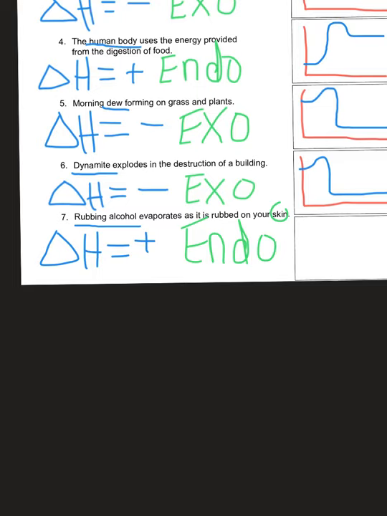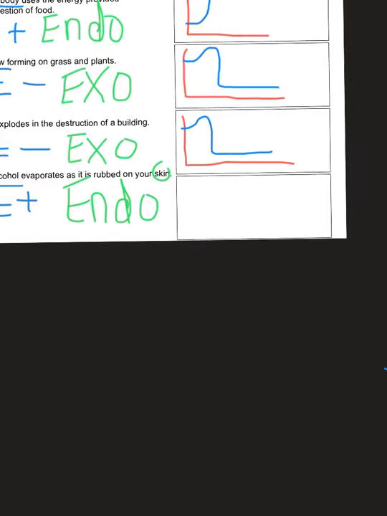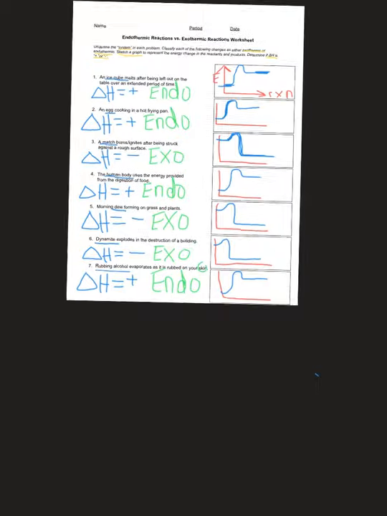Okay, so this really depends on what you choose to be the system. If you had chosen the skin to be the system, the skin's giving off heat, our delta H would have been negative, and it would have been exothermic. But because we chose rubbing alcohol as the system, the alcohol has to absorb heat in order to evaporate, so it's endothermic. And again, our graph for endothermic reactions, it's absorbing, so it goes higher, higher, higher, then levels off.